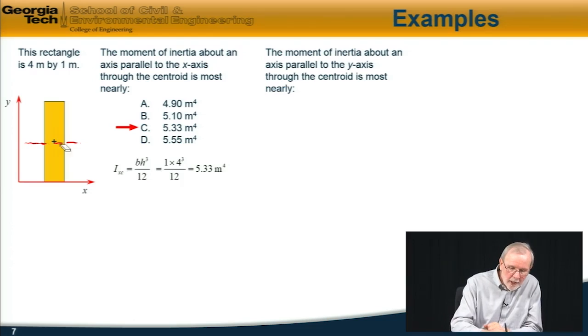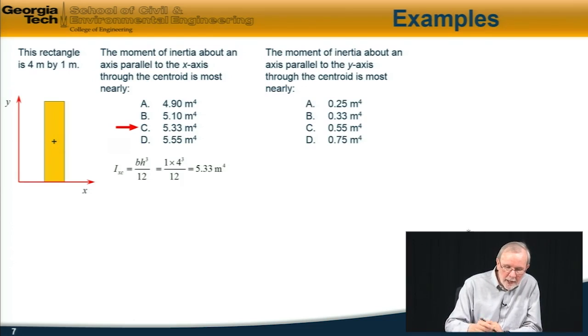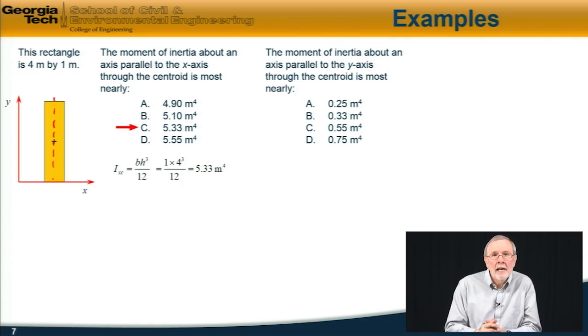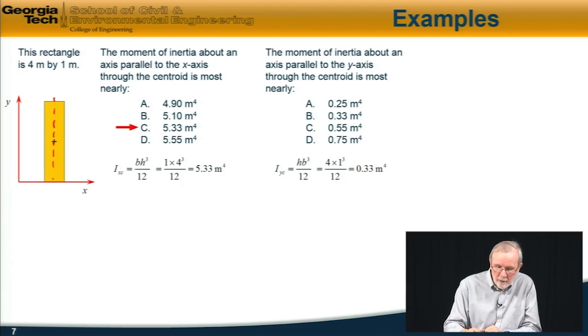Second part, we want to compute the axis about the centroid, but now about a vertical axis through here. So again, the same equation applies, except that B and H are switched. So the moment then, IYC, is H times B cubed over 12, which is 4 times 1 cubed over 12, or 0.33 meters to the fourth. So the best answer is B.